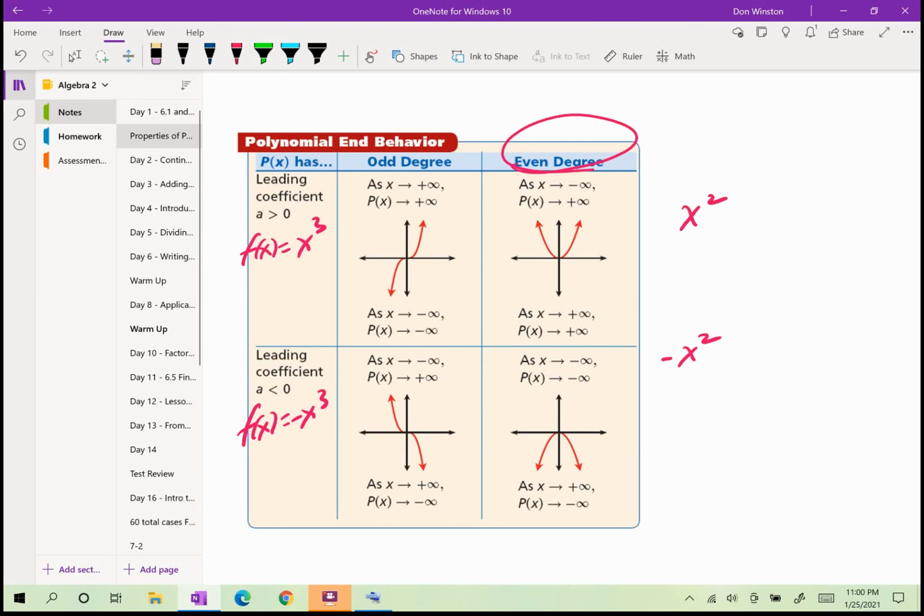So for odd degree, the end behaviors go in opposite directions. If the leading coefficient is positive, we say it rises on the right and falls on the left. If the leading coefficient is negative, it falls on the right and rises on the left.